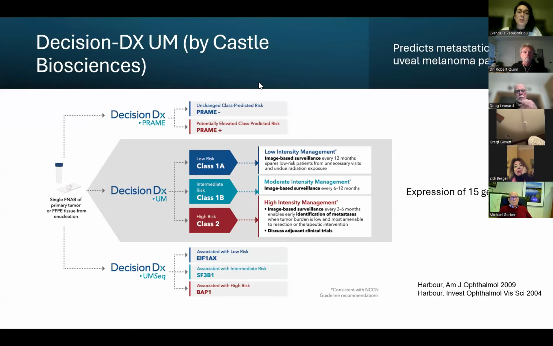So they have also developed this prognostic tool that medical doctors are using in clinics, DecisionDx Uveal Melanoma, and it's available by Castle Biosciences. And they stratify the patients to 3 categories, as you see here, according to a 15-gene signature analysis. And this panel can be complemented by PRAME expression or other markers here in order to predict the metastatic risk of a patient.